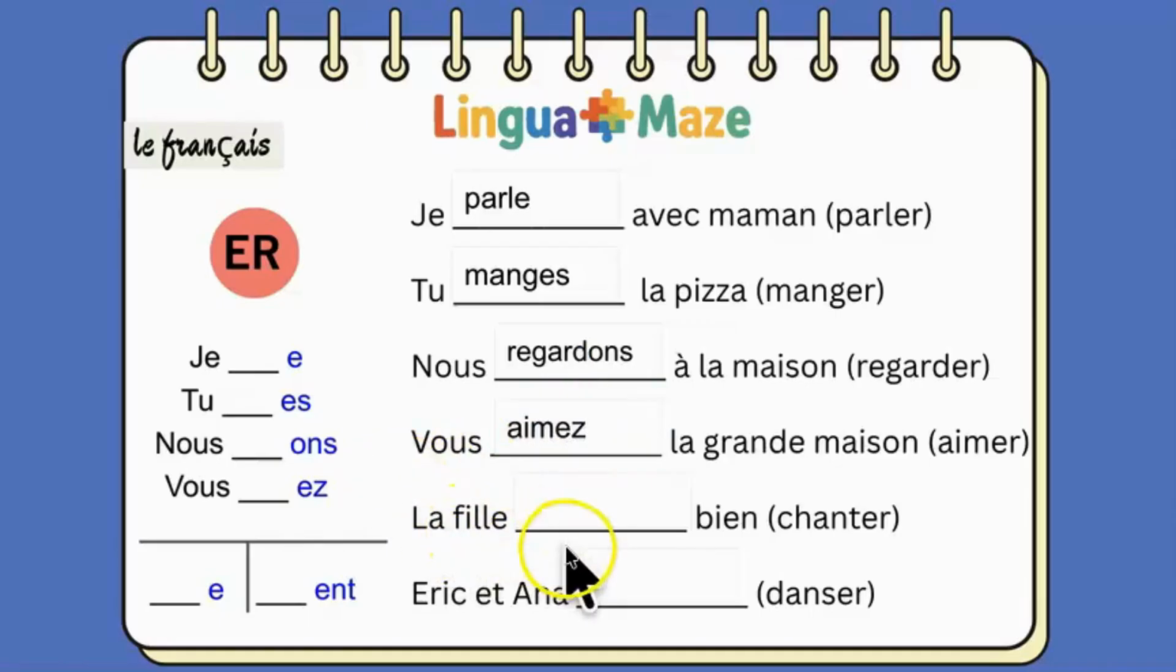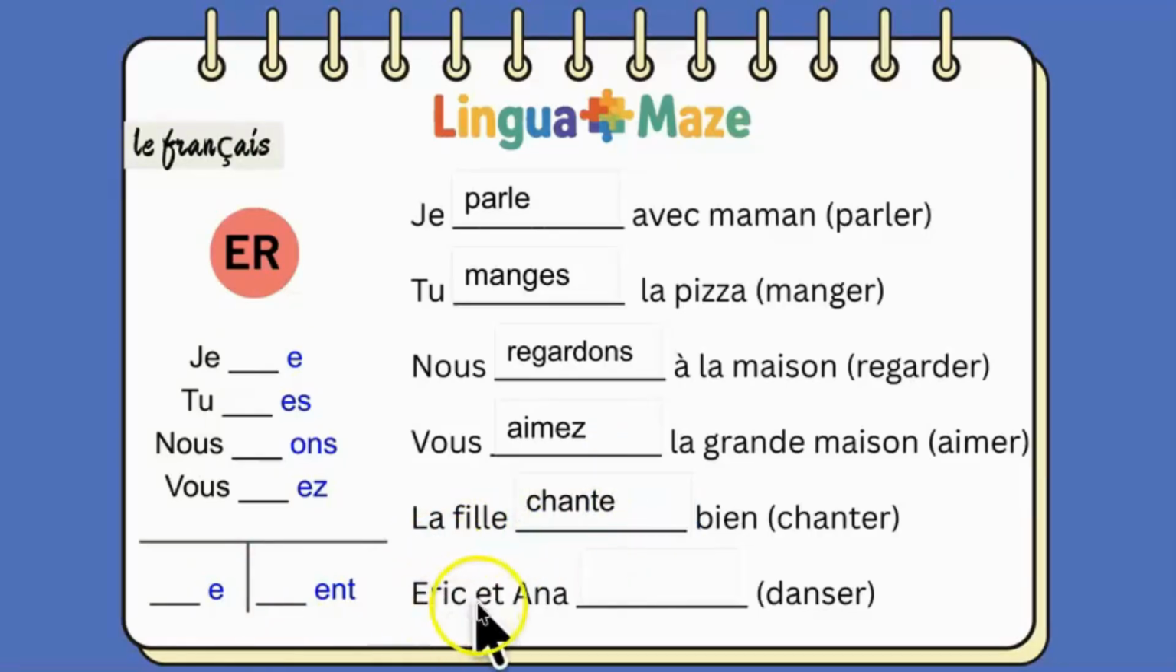Next, you have la fille blank bien. Chanter is the verb. Take off the ER. Put CHANT. Look at the subject. It's la fille. So here you have je, tu, nous, or vous. The subject is la fille. So you would choose either singular or plural, because it's not je, tu, nous, or vous. La fille is singular because you don't have any S's. You would add an E.